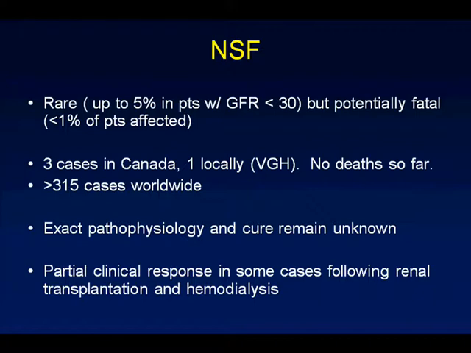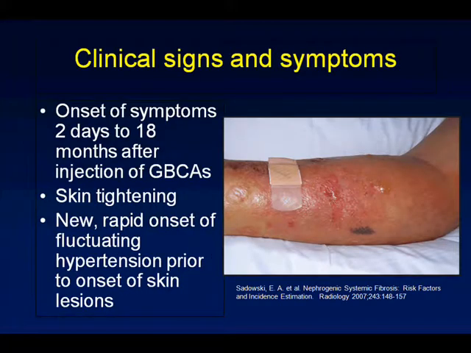So the best approach right now is prevention of this disease. These patients may have a clinical partial response. They may respond a little bit to renal transplantation or hemodialysis, but those are not confirmed treatment cures. Okay? So the risk increases as the GFR drops. That's the theory, that perhaps the more impaired the renal function is, the higher the risk.